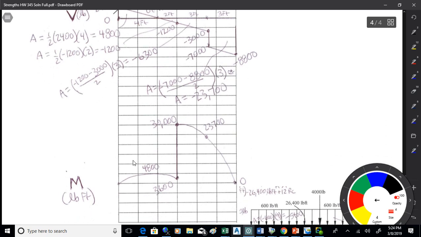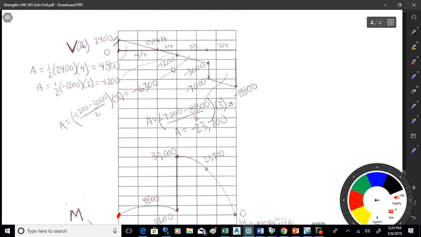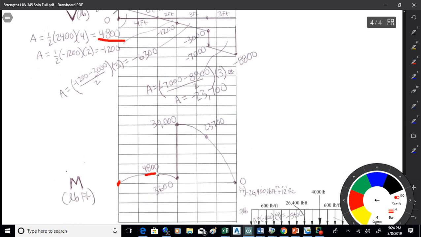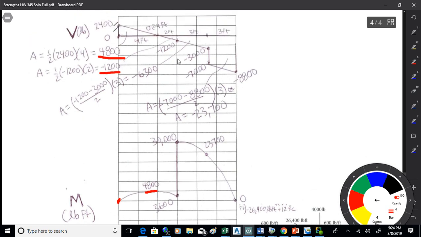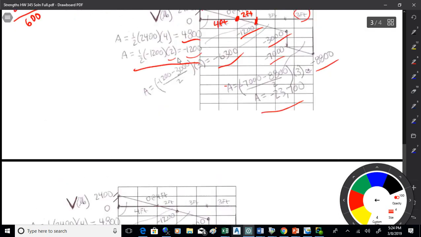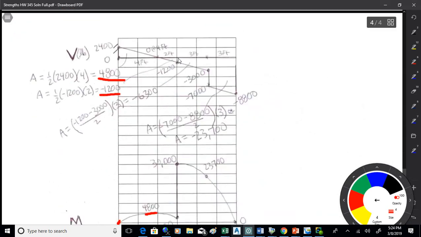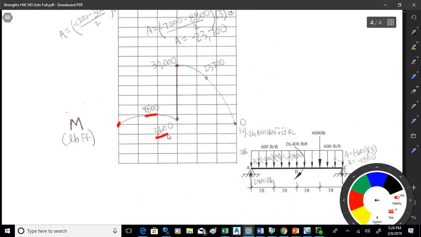So what happens first is I start at 0, as I would for any sort of diagram. I then go up by the amount equal to the area of this triangle. So at 4 feet, I'm at a height of 4,800. Then I have a change in moment equal to the area under the shear diagram from there up till point B, and that's negative 1,200, so that gets me down to 3,600. So 4,800 minus 1,200 is 3,600.